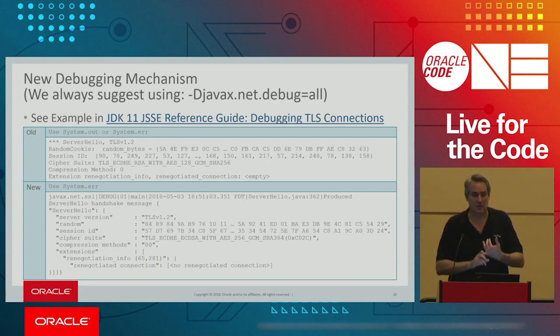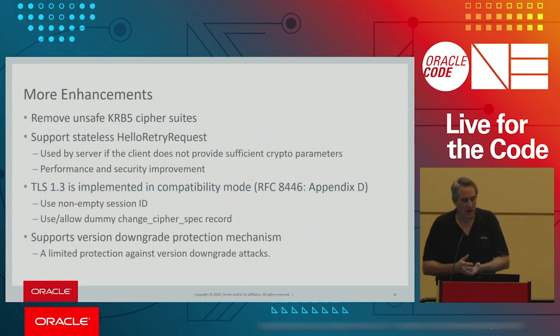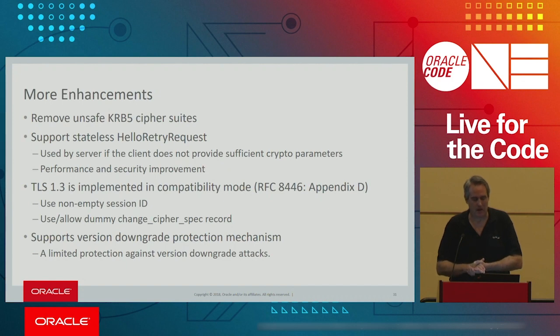If you are interested in seeing a worked example in the new format, please consult the JSSE reference guide. I did a long section there all about the different messages and what they look like. So that's a good place to start. Some more enhancements that I'll just kind of breeze through here. We've removed some of the unsafe KRB5 cipher suites or Kerberos cipher suites.